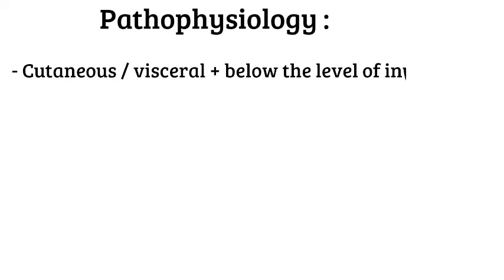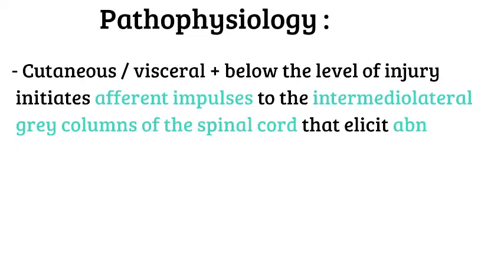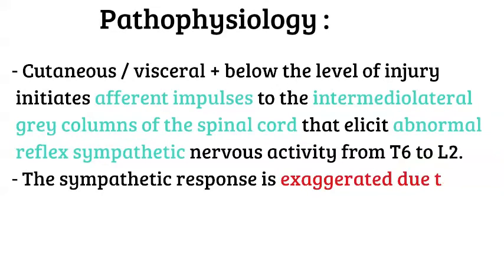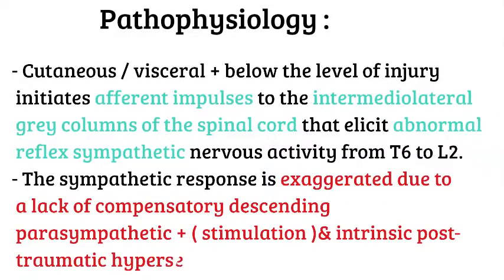What is the pathophysiology of autonomic dysreflexia? Cutaneous or visceral stimulation below the level of injury initiates afferent impulses to the intermediolateral gray columns of the spinal cord that elicit abnormal reflex sympathetic nervous activity from T6 to L2. The sympathetic response is exaggerated due to a lack of compensatory descending parasympathetic stimulation and intrinsic post-traumatic hypersensitivity.